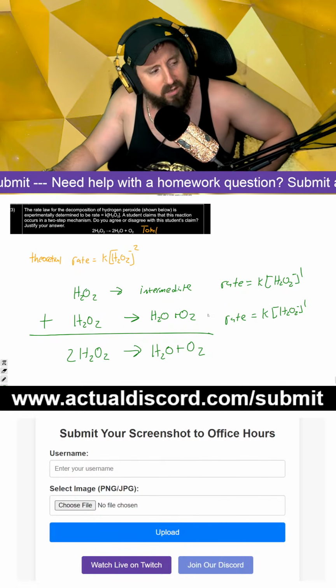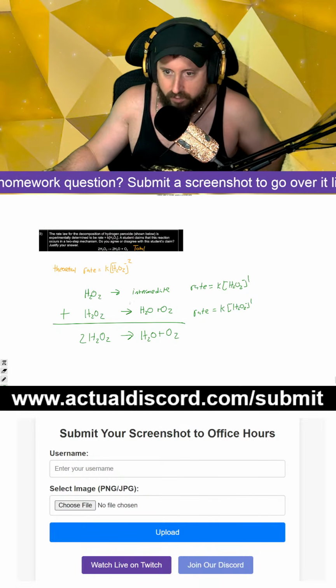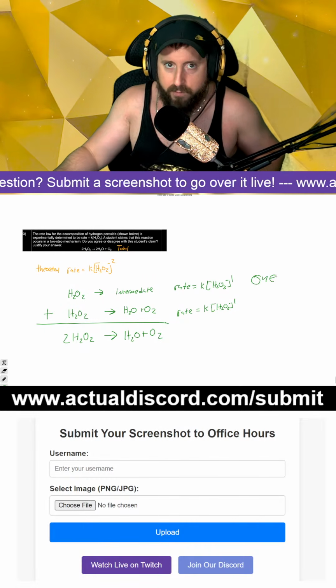And then one of these steps needs to be slower than the other. So like one of these is the slow step.